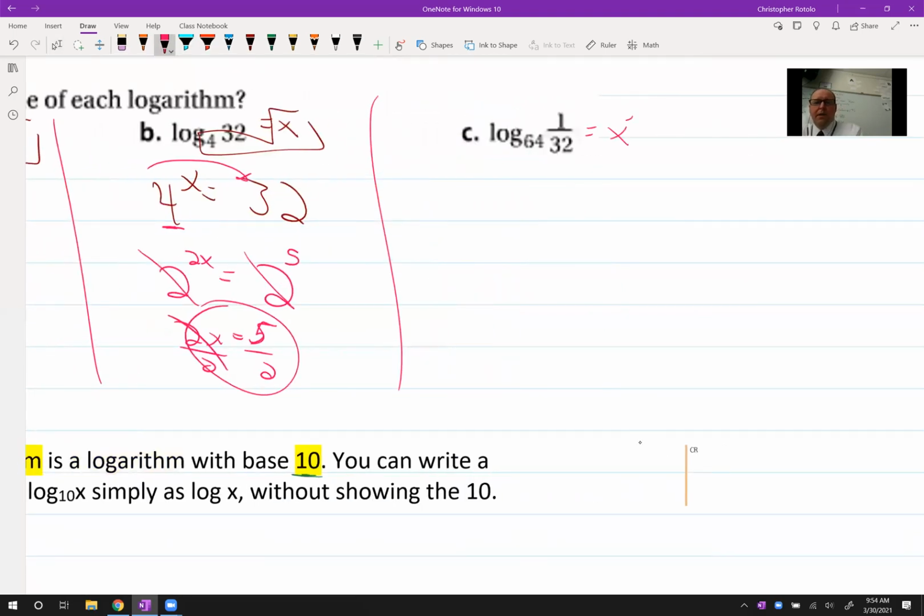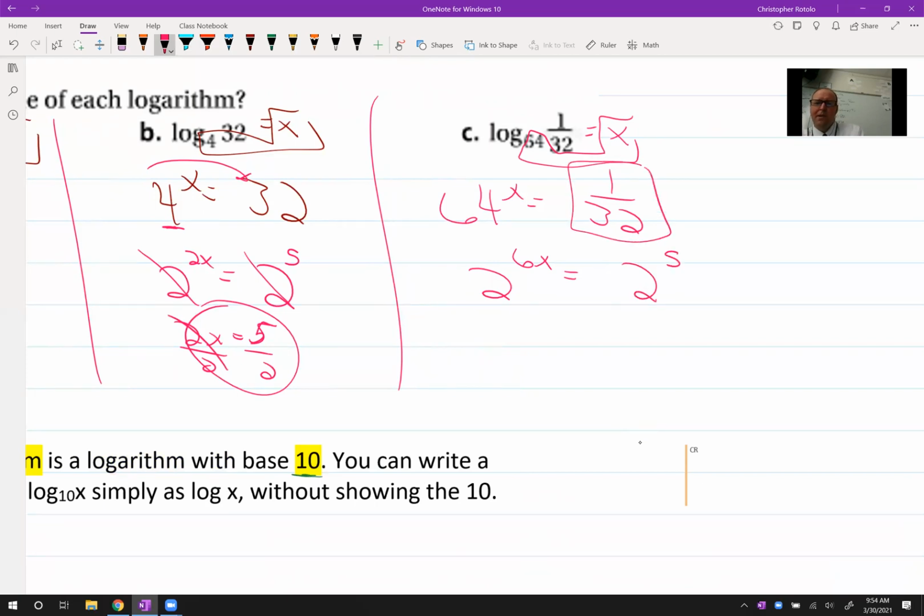All right, here we go. One more. This one, just be careful with this one. Notice it's 64 to what power gives me 1 over 32. Man, what's going on with that? Now again, 32, that's not a perfect power of 8. It's not a perfect power of 4. So these are all going back down to 2. So 64 is actually going to be 2 to the 6x. And 32 is 2 to the 5th power.